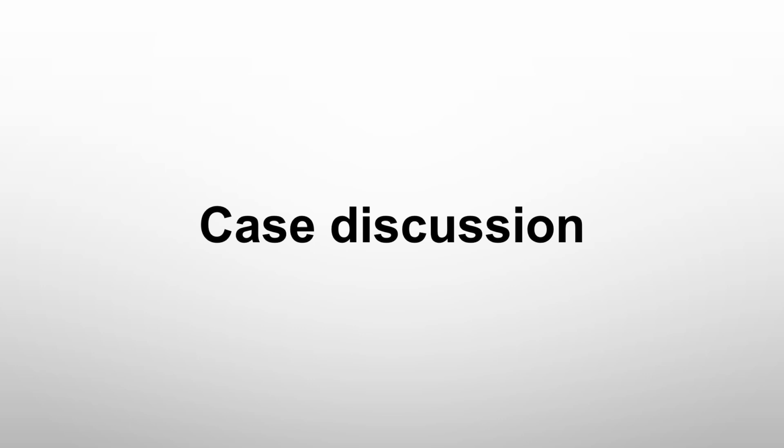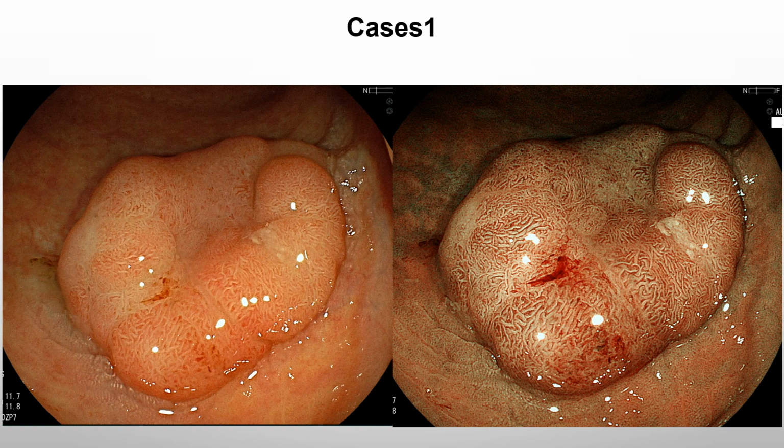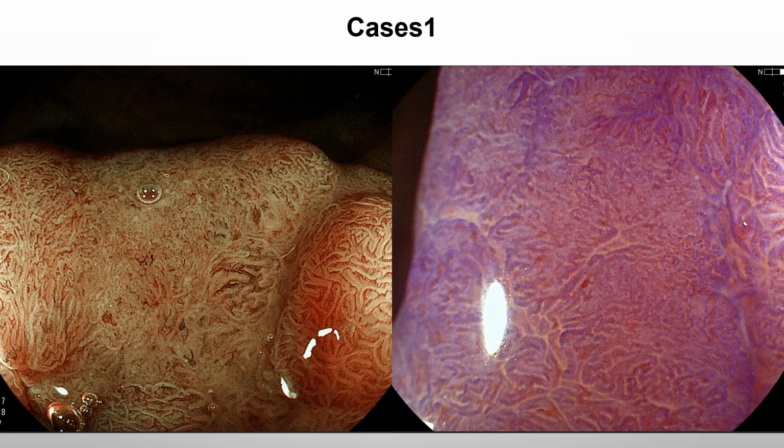I will present some cases. A voluminous region with a distinct depressed surface. Vascular pattern is loose vessel area and interruption of thick vessel. Surface pattern is amorphous area. I diagnose JNET 3. By crystal violet stain, I diagnose 5I invasive pattern.